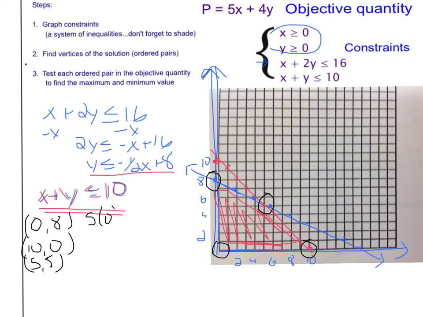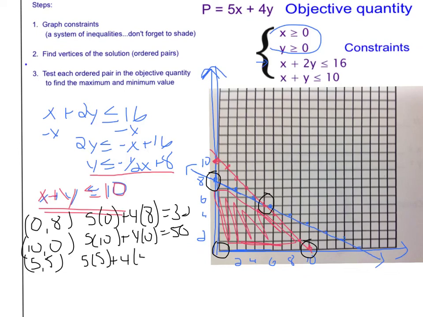So 5 times 0 plus 4 times 8 is 32. 5 times 10 plus 4 times 0 is 50. And 5 times 5 plus 4 times 5 is 20 plus 25. So 20 plus 25 is 45. So the one that is the most is this, but don't forget to answer.